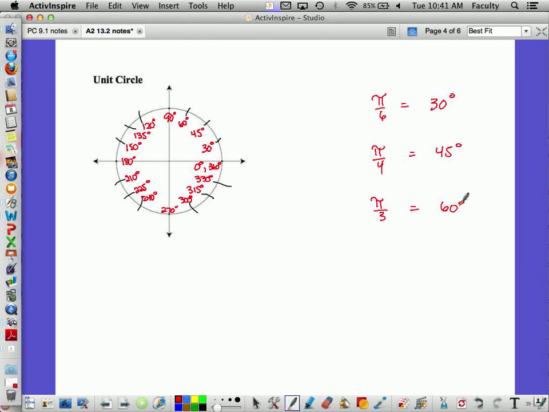What I would strongly recommend you do is get 3 index cards. On the front of the first one, put pi over 6, and on the back, 30 degrees. Second card, pi over 4, on the back, 45 degrees. Third card, pi over 3, the back, 60 degrees. And if you hear pi over 6, you think 30 degrees. It's just got to be this natural connection.